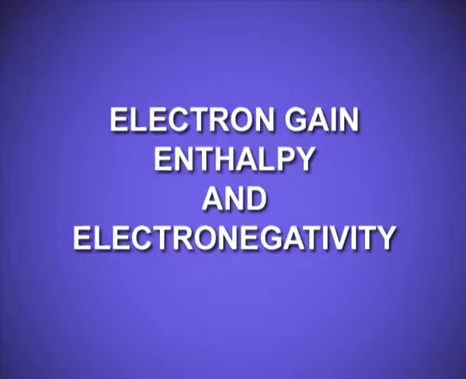Electron gain enthalpy and electronegativity. Electron gain enthalpy. When an anion is formed, we add an extra electron in the valence shell. When we add an extra electron in the valence shell, the energy is released. This is known as electron gain enthalpy.